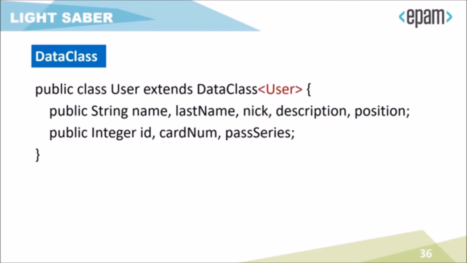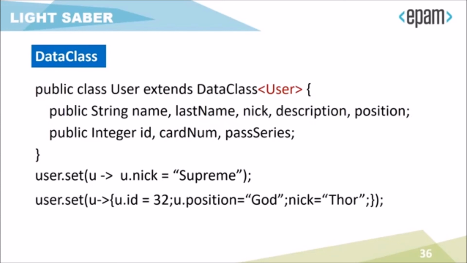So, for example, this is a simple data class with a lot of variables, and you don't need to write any constructors for different combinations of these variables. You just write user set and set up the field that you want to set, or a list of fields that you want to set.